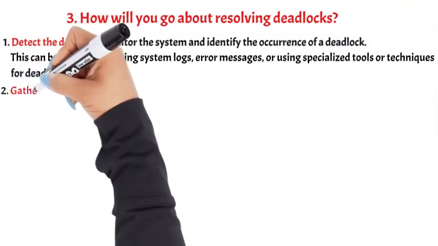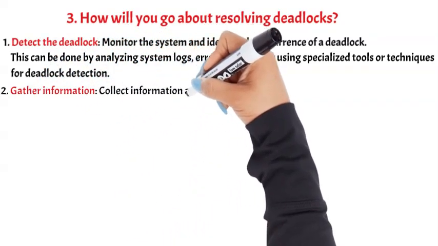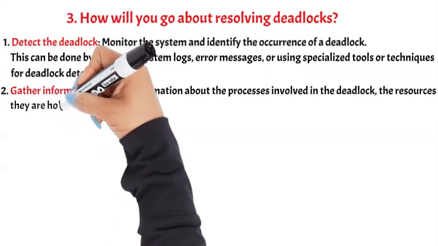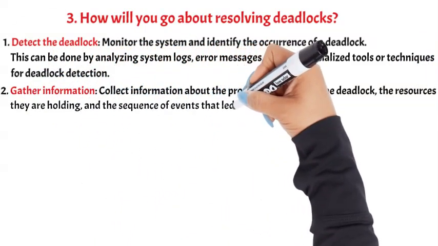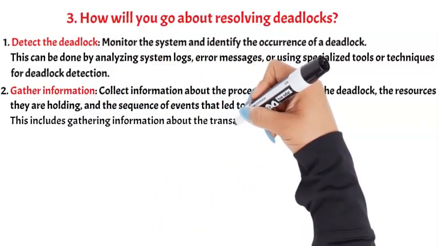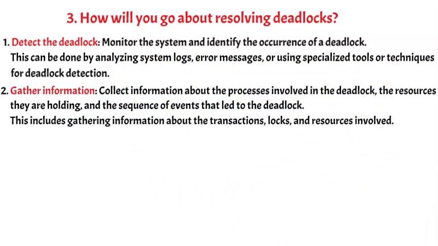2. Gather information. Collect information about the processes involved in the deadlock, the resources they are holding, and the sequence of events that led to the deadlock. This includes gathering information about the transactions, locks, and resources involved.